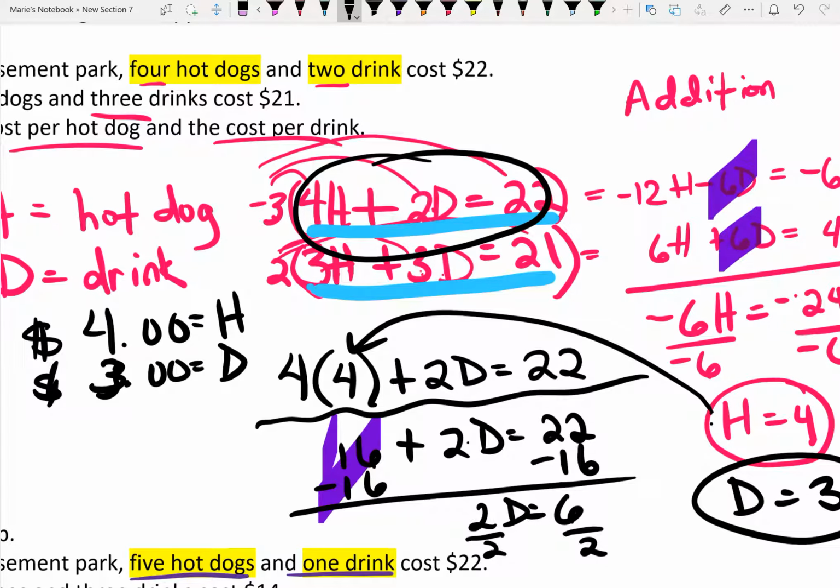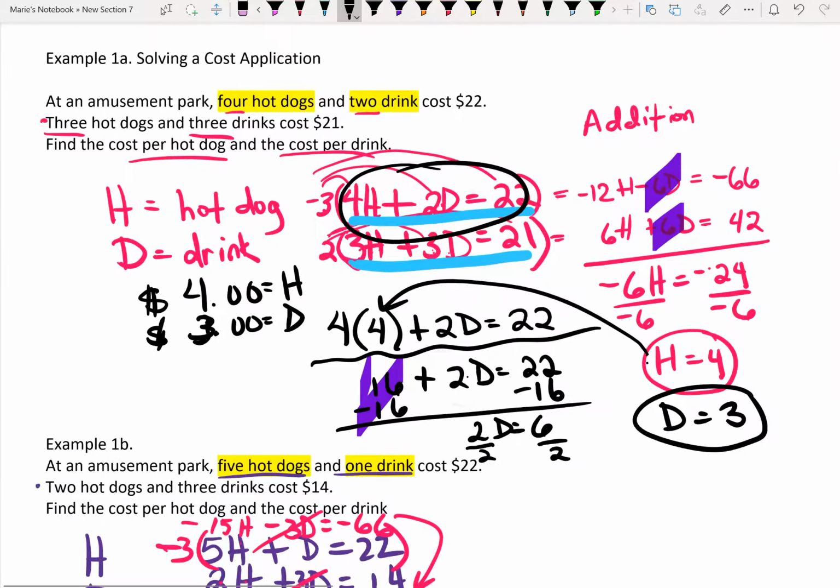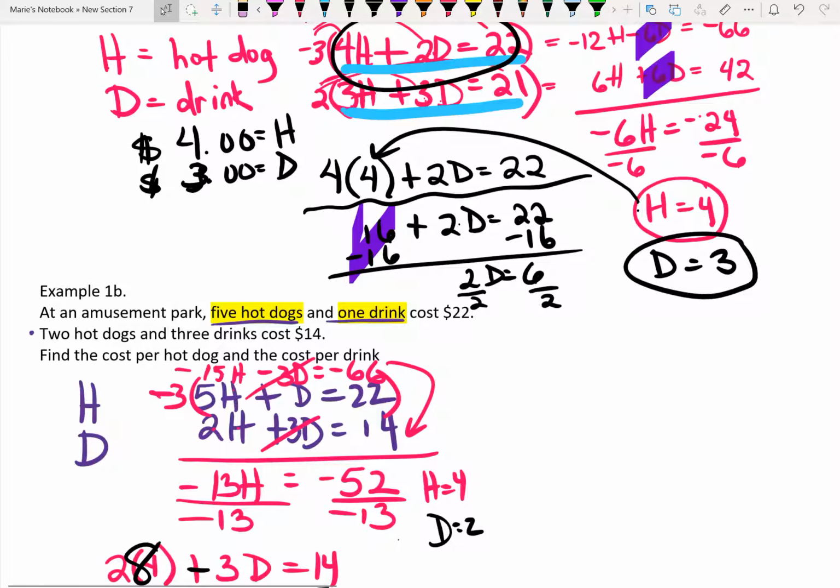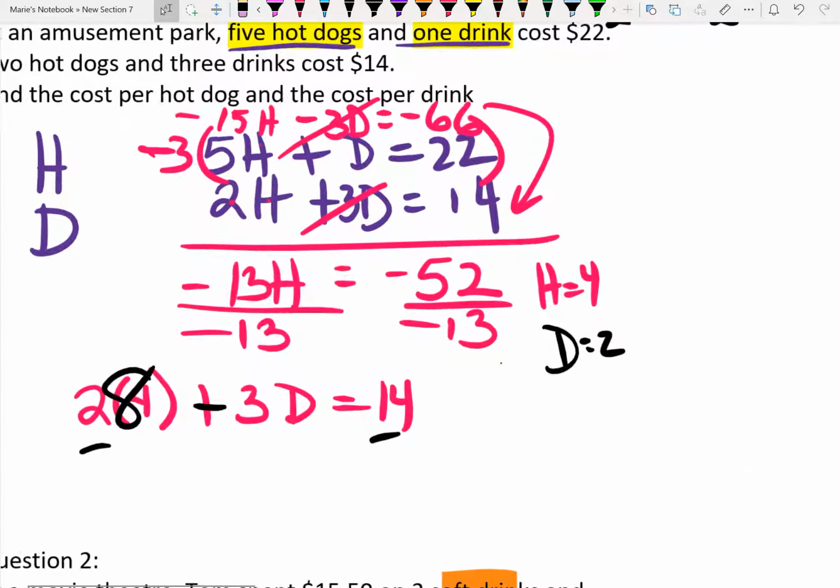Okay? And that's what you were looking for. That's the cost per hot dog, that's the cost per drink. I gave you a second example here. I'll work that one out again with you. Let's take a look at that.